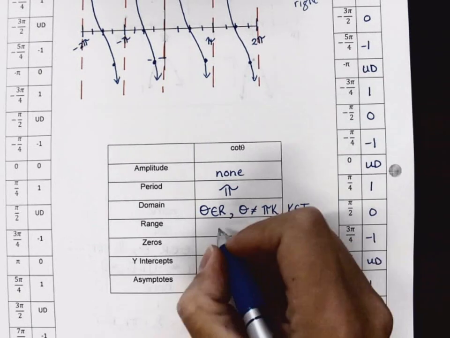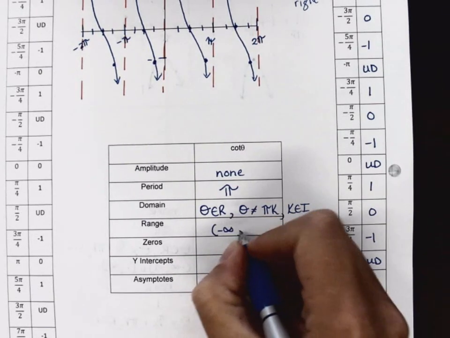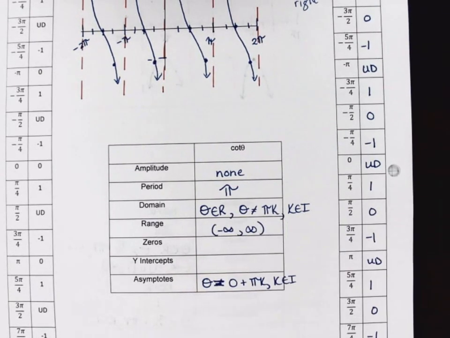So range was nice and easy. We can hit any value.